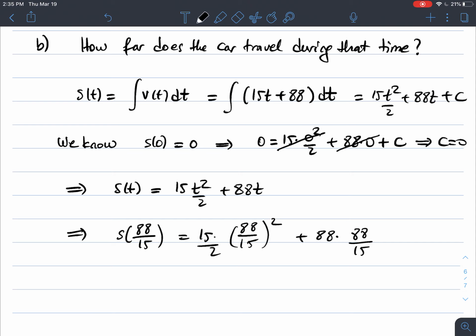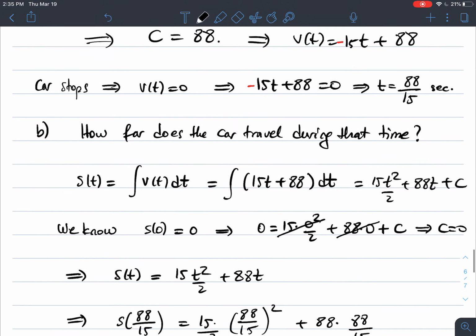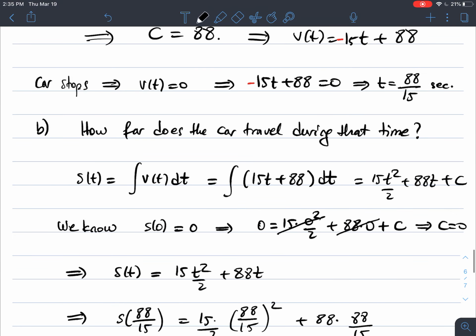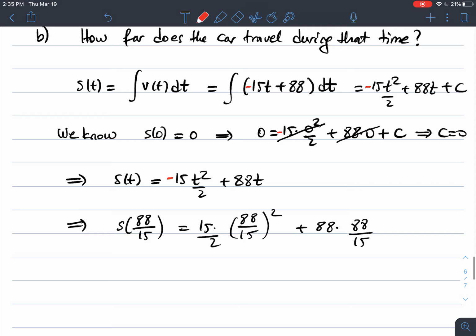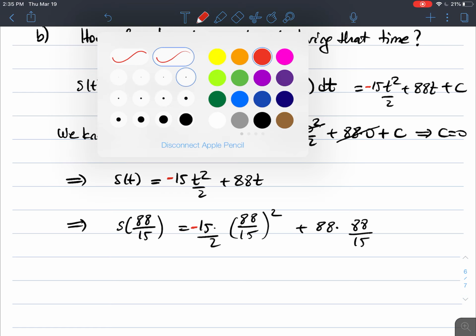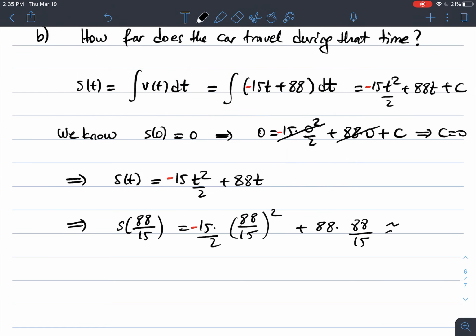Oh, again. Alright, so again I need the negative sign here. Okay, sorry about that. I keep doing the same thing. This is negative, this is negative, and then negative, negative, and then negative. So this is equal to approximately 258 feet.